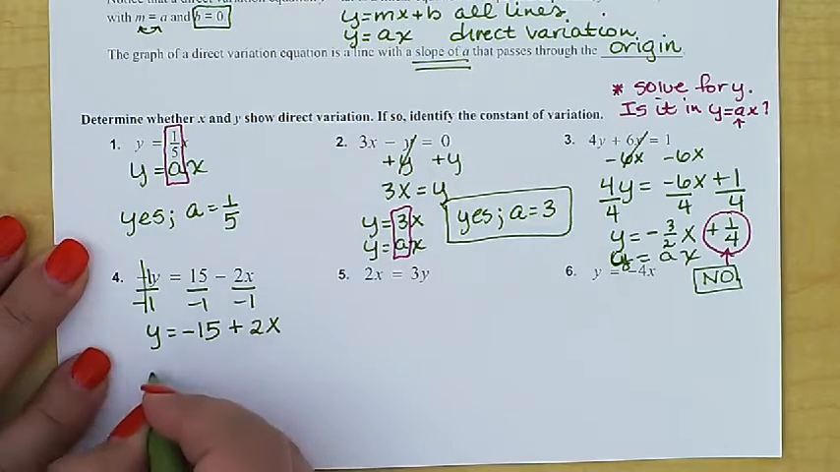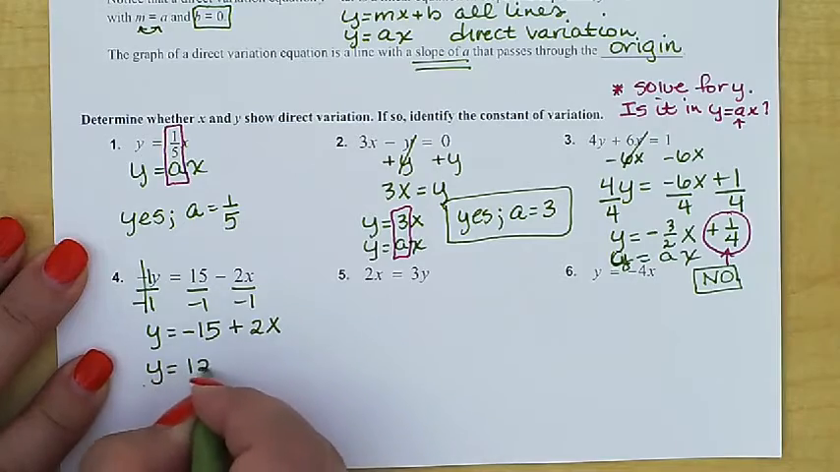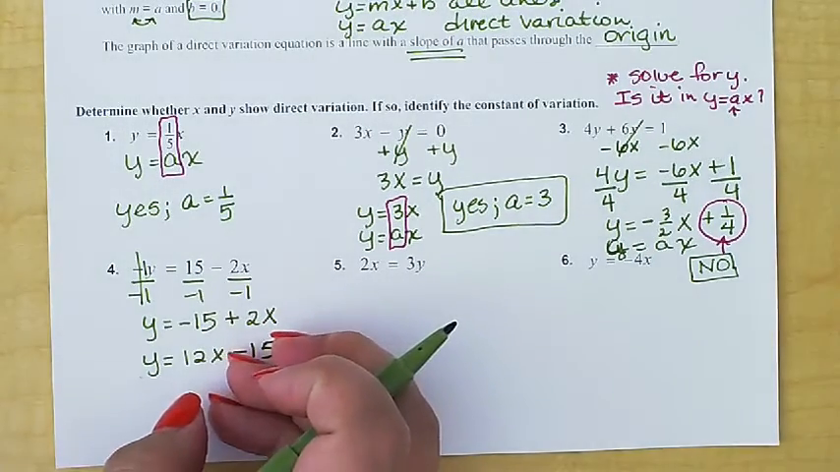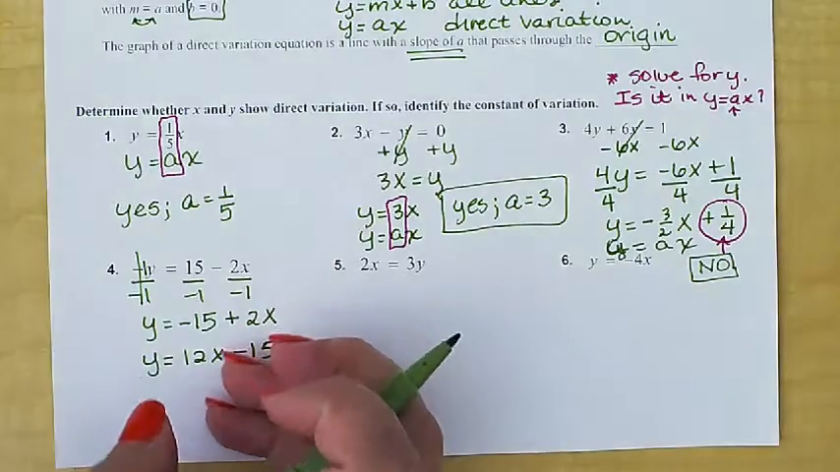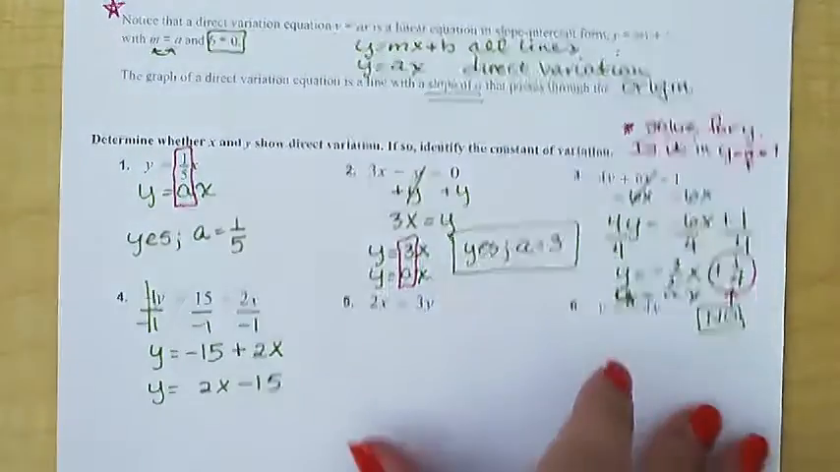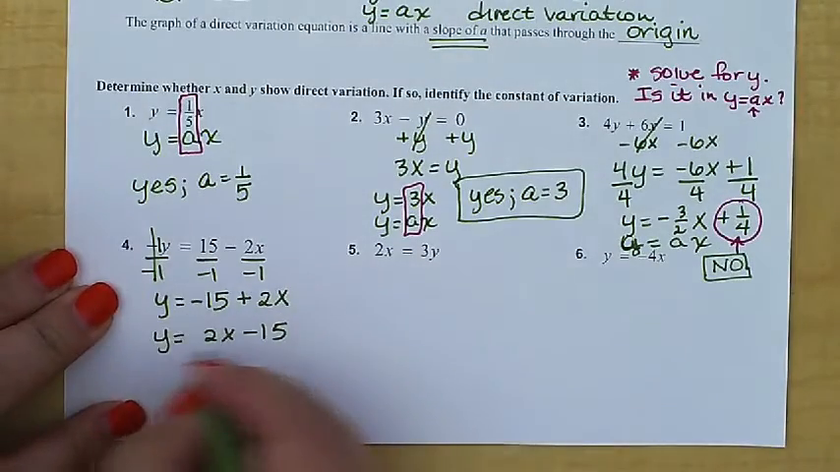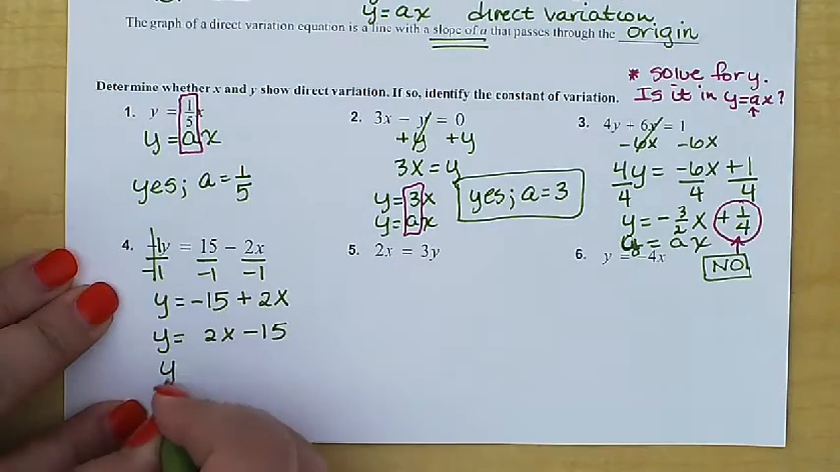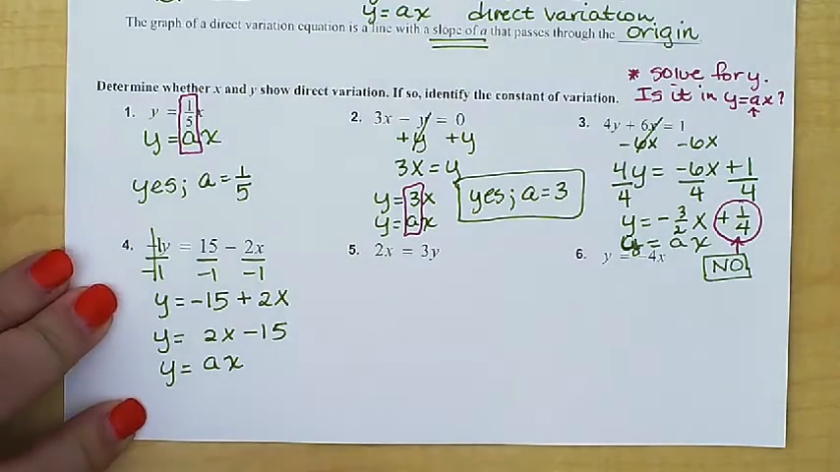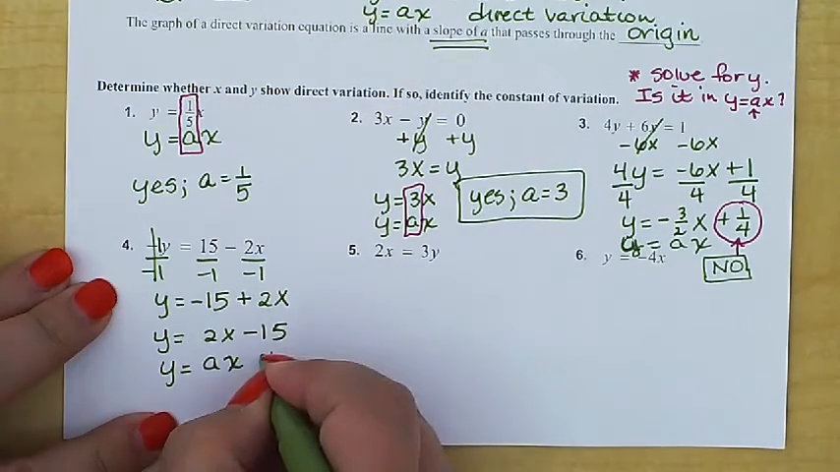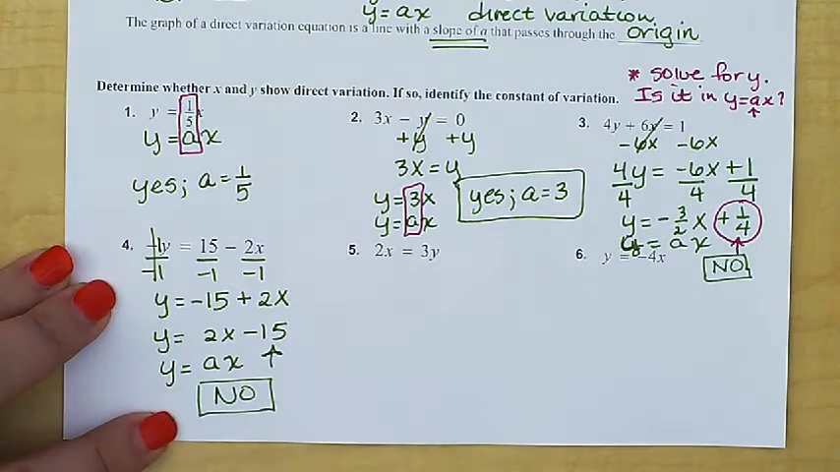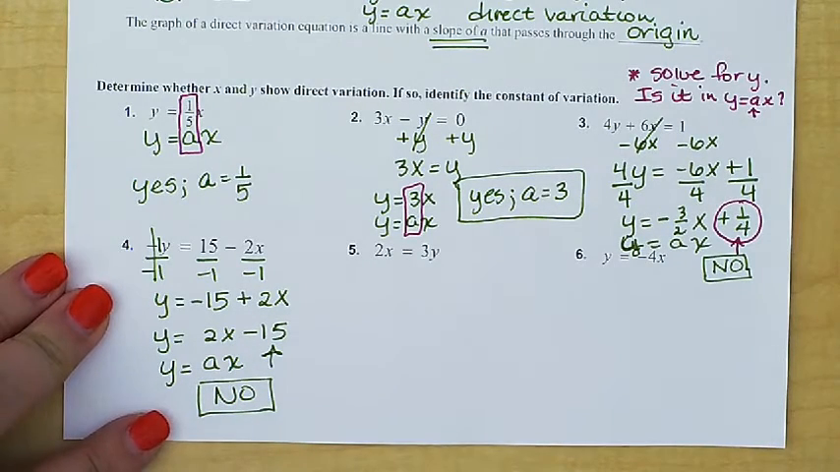And maybe I'll reorganize this so it has more of a traditional linear equation. Let me erase that. There we go, that's much better. And then we can compare this and say, okay, definitely a linear. It definitely has that y equals some x plus b, but does it have that y equals ax where there's nothing after it? The answer is no, right? So because of that -15, we can say, no, this is a linear equation, but it's not a direct variation. Okay. Try number 5.